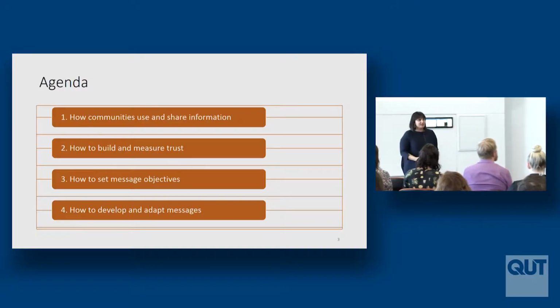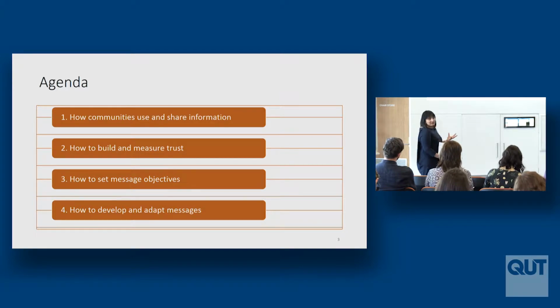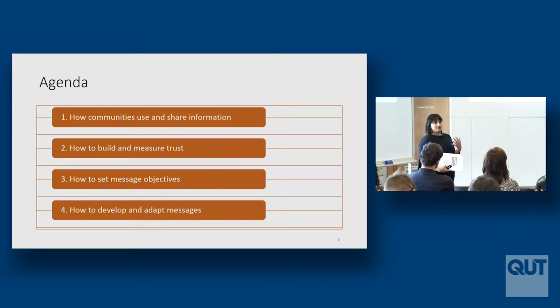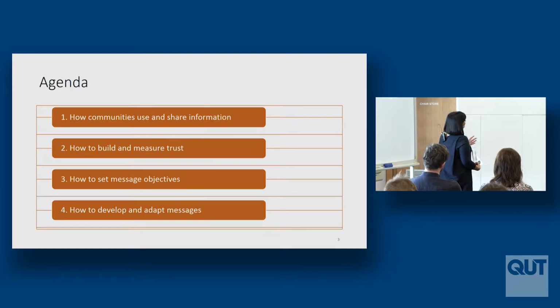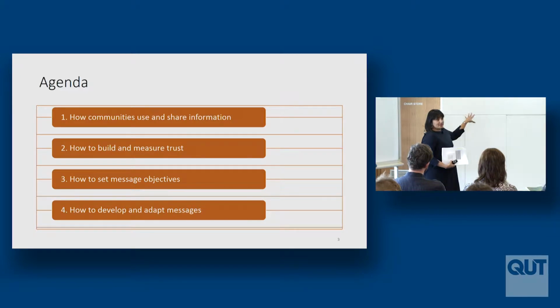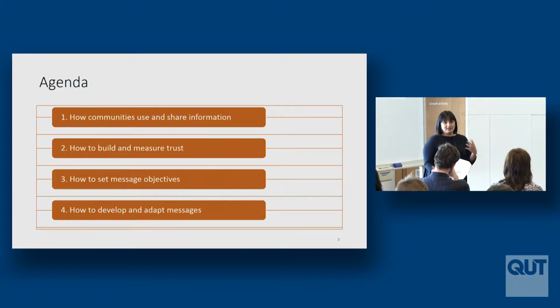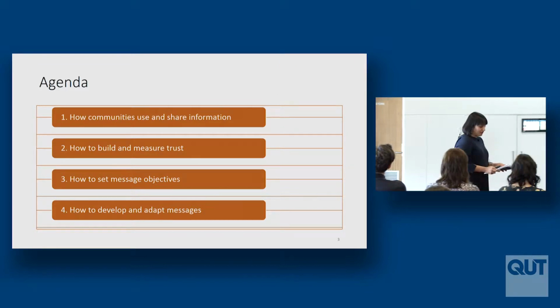So today's agenda, we have 4 key things that we're covering. Looking at how communities share and use information, how to build and measure trust, really looking at that from the communication perspective as well as the organisational perspective, how to set message objectives within an event, and how to develop and adapt messages. So they're the broad 4 that we're going to be working through.